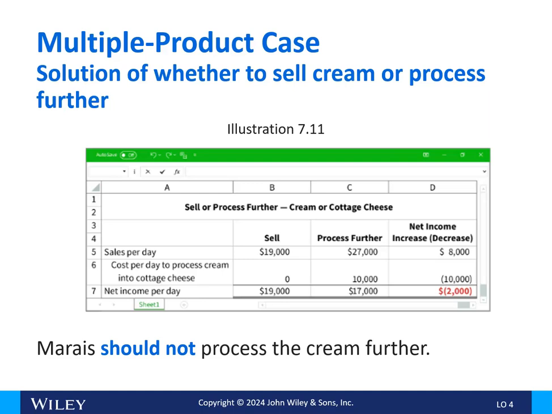So now we're in a sell or process further analysis. So we take our sales, $19,000 to sell the cream. There's no additional costs because we're not doing anything else to it. We already have the cream. So it's $19,000 per day. Process further, we increase sales $8,000 to $27,000, but our costs are $10,000, so we have $17,000 in income. So we actually have $2,000 less income per day to turn it into cottage cheese, so we should not process the cream further.